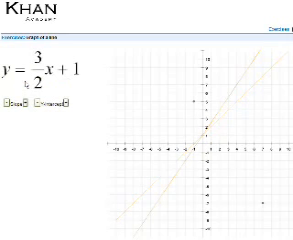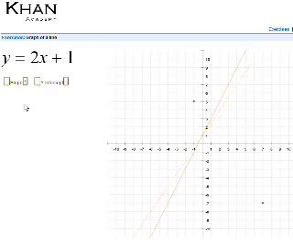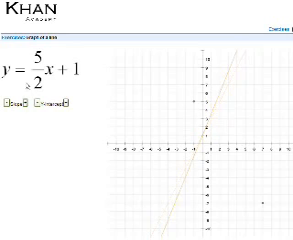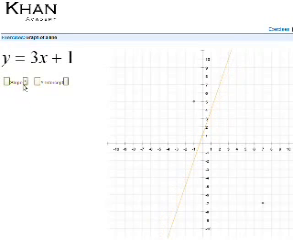Watch what happens when the slope goes from 1 to 3 halves. 3 halves is the same thing as 1 1/2. Notice it got steeper. If I increase the slope more, it gets steeper even more. That's y equals 2x. If I increase it even more, 5 halves is 2 1/2. The more I increase the slope, I think you see what's happening.